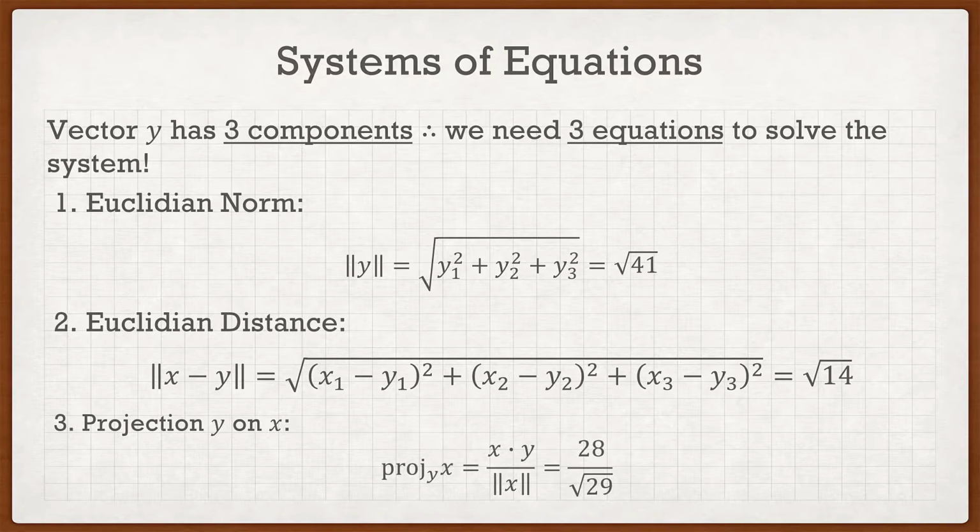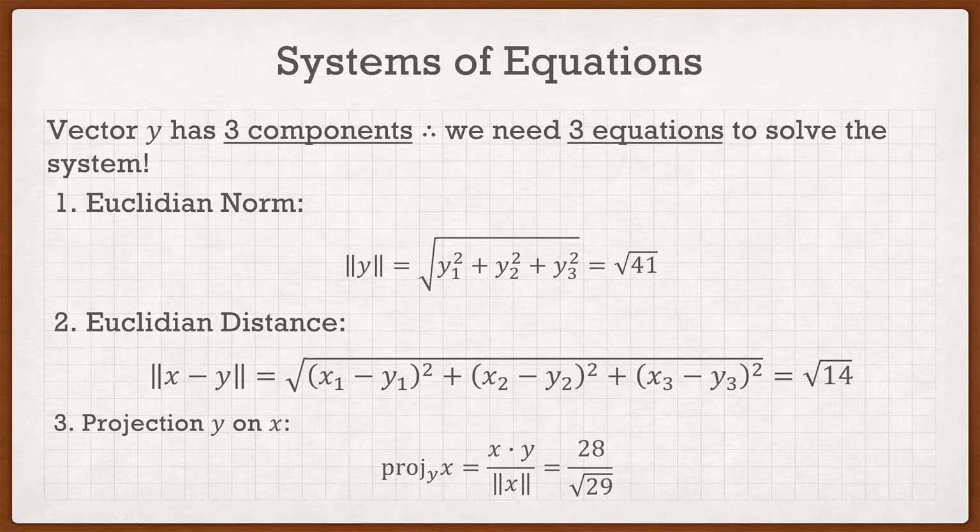And then in the end, we have our third equation, which is the projection of y onto x. So this can be expanded out as x dot y divided by the magnitude of x. And we already know the components x1, x2, and x3. As well, since we know those components, we can also find the norm of x on the bottom there. And we know that this is going to be equal to 28 divided by the square root of 29.